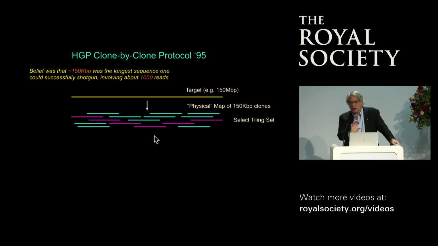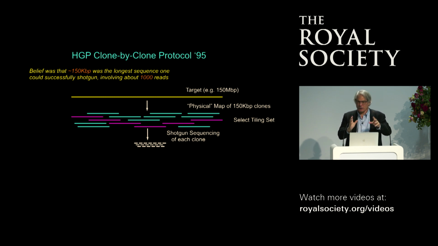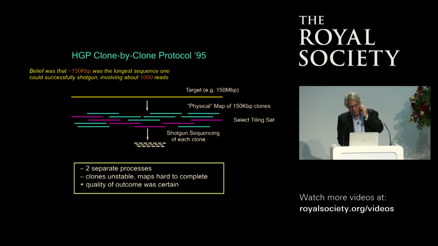But once you had that physical map, which was effectively a kind of super assembly of the bigger target, you could find a tiling path. You could pick a path that covered the underlying 150 million base pairs, and then take each of those 150,000 base pair pieces and shotgun sequence them, because we have software for 1,000, 2,000 base pair pieces. The good aspect of this is that the quality of the outcome was certain, and you were going to get a result.